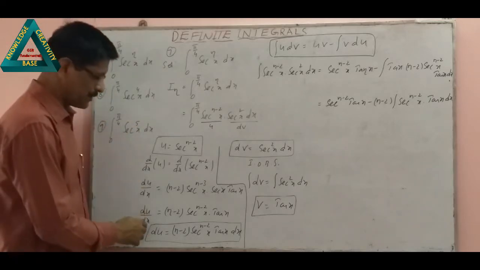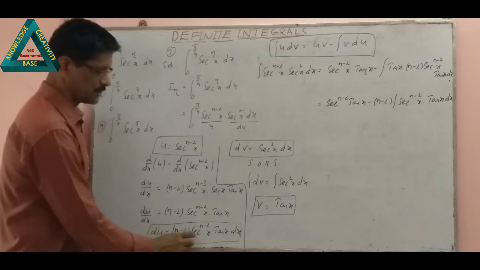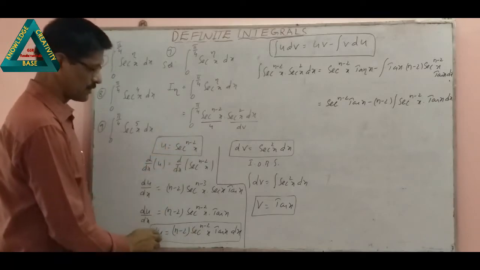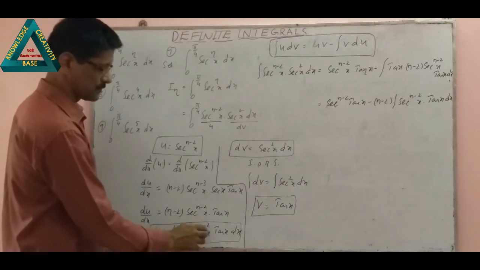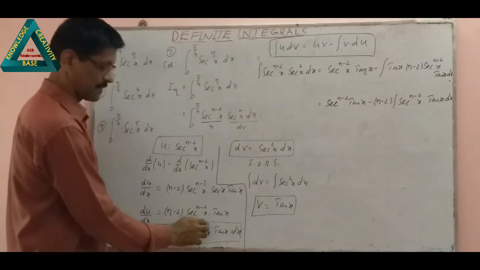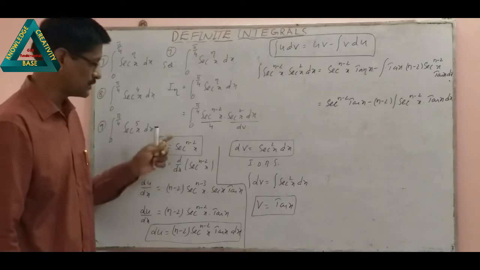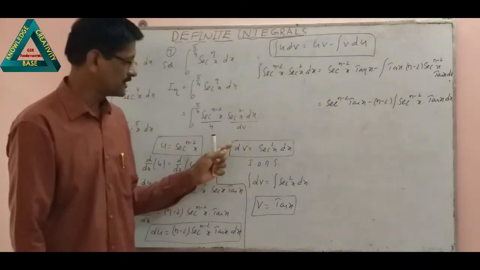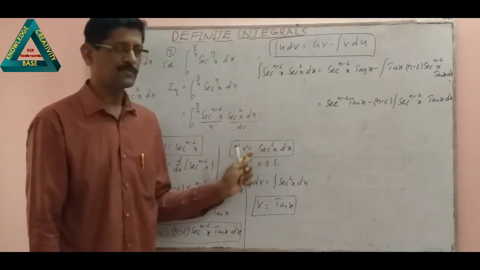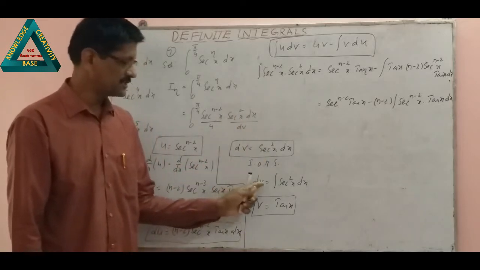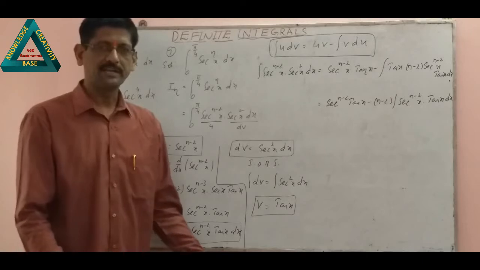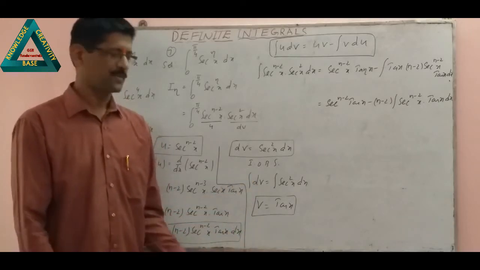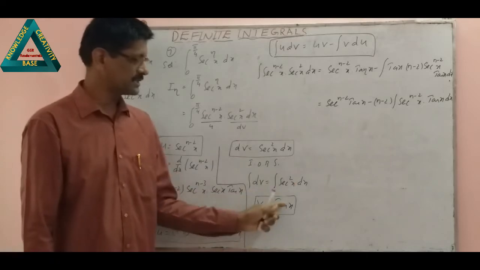So du by dx is equal to this one, and by cross multiplication, du is equal to n minus 2 into secant power n minus 2 x into tan x dx. This is the u value, this is the du value. Next, what is the second function? The second function dv is equal to secant square x dx. Integrating on both sides, integral dv is equal to integral secant square x dx. Integral dv means v, since differentiation and integration cancel and we get the function. So v is equal to integral secant square x dx, which is tan x.